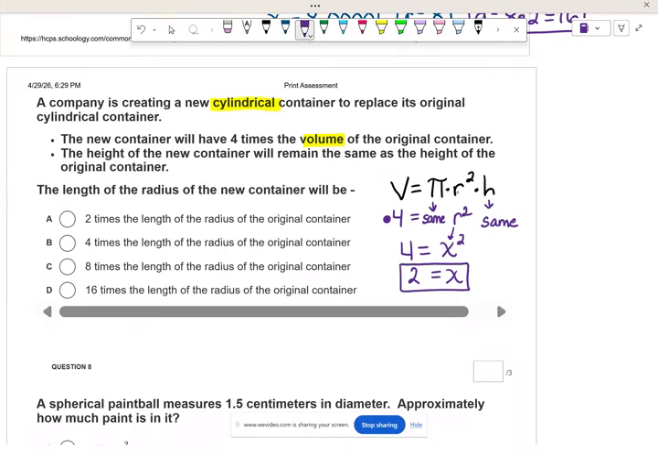All right, so that means up here, the radius had to be multiplied by 2, because if we put that square on there, 2 squared would give us the overall effect of multiplying by 4. All right, so we know that the radius got multiplied by 2. Let's see, which answer is that? It's A. The new radius will be 2 times the length of the original radius.